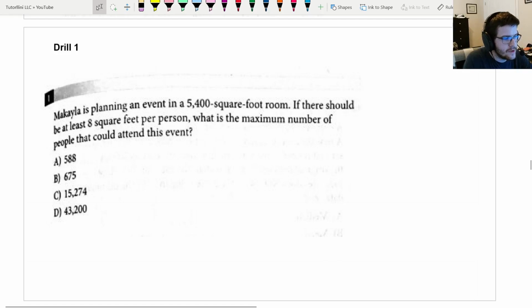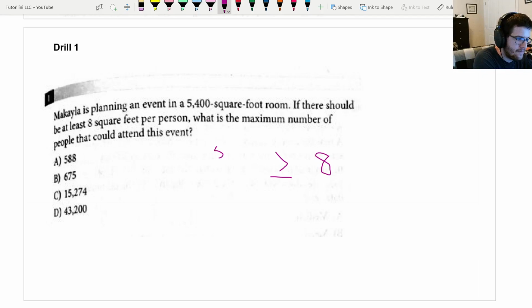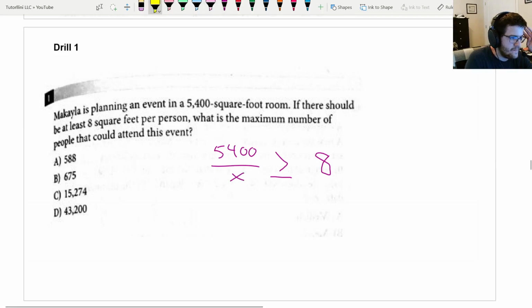So, 5,400 square foot room, if there should be at least 8 square feet per person, what is the maximum number of people that could attend this event? Okay, so at least, that's greater than or equal to 8 square feet per person. So square feet is 5,400, divided by the number of people, which we don't know, so x. It should be something like that, at least 8. Square feet per person, that's 5,400 divided by x.